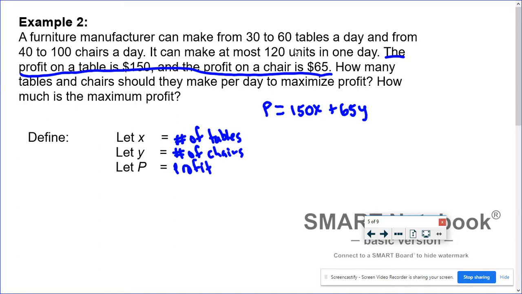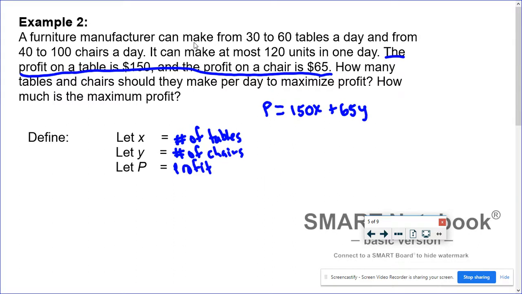Right, there's a limit on the amount of materials you have, a limit on how much time you have in a day, and a limit on how many employees you have making these things. So it's not unlimited. You can't just make 1 million tables and make $1 million of profit. That's not how it works, right?